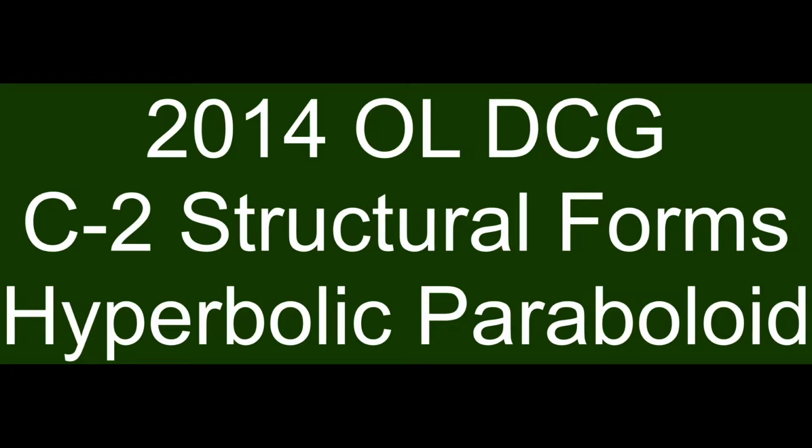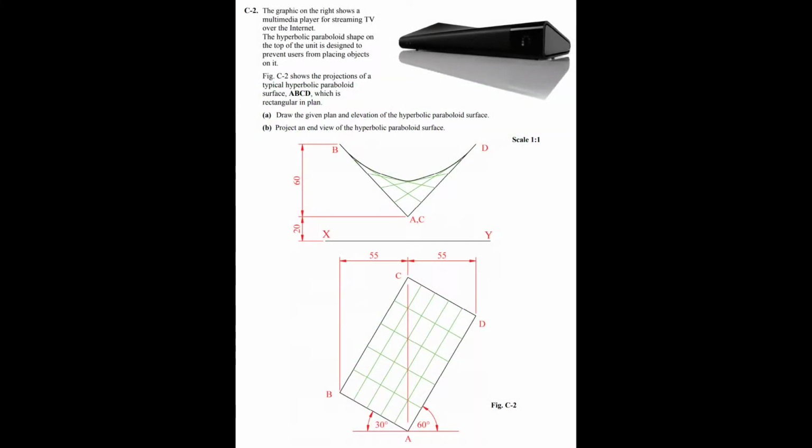This is the 2014 Ordinary Level DCG, question C2 looking at structural forms, and this question relates to the hyperbolic paraboloid. So if we just have a look at the question first, the graphic on the right shows a multimedia player for streaming TV over the internet. The hyperbolic paraboloid shaping on the top of the unit is designed to prevent the users from placing objects on it. Figure C2 shows the projections of a typical hyperbolic paraboloid surface ABCD, which is rectangular in plan.